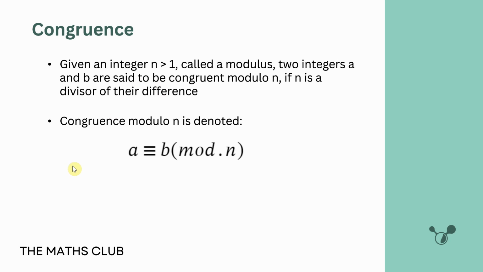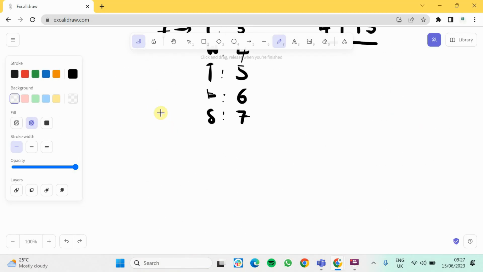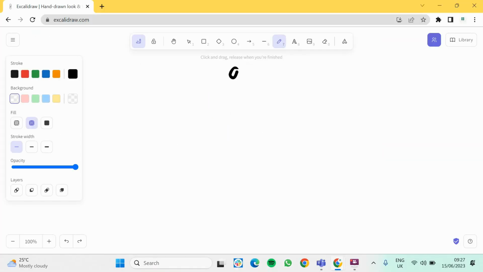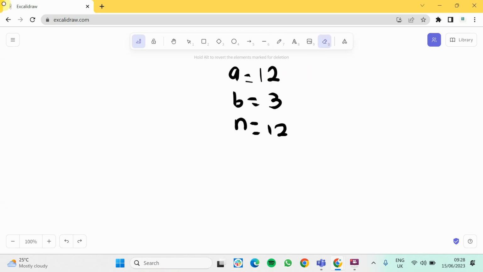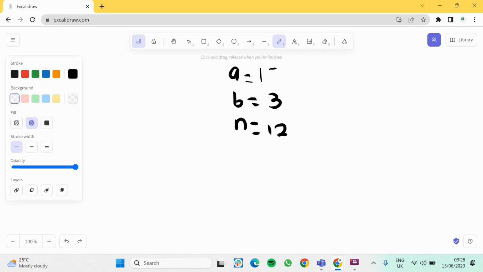Now, how can we represent it? Now that we know our condition holds true, what can we say? Our a is 15, not 12. Our n is the one that is 12. Let me correct that: our a is 15, our b is 3, and our n is 12.